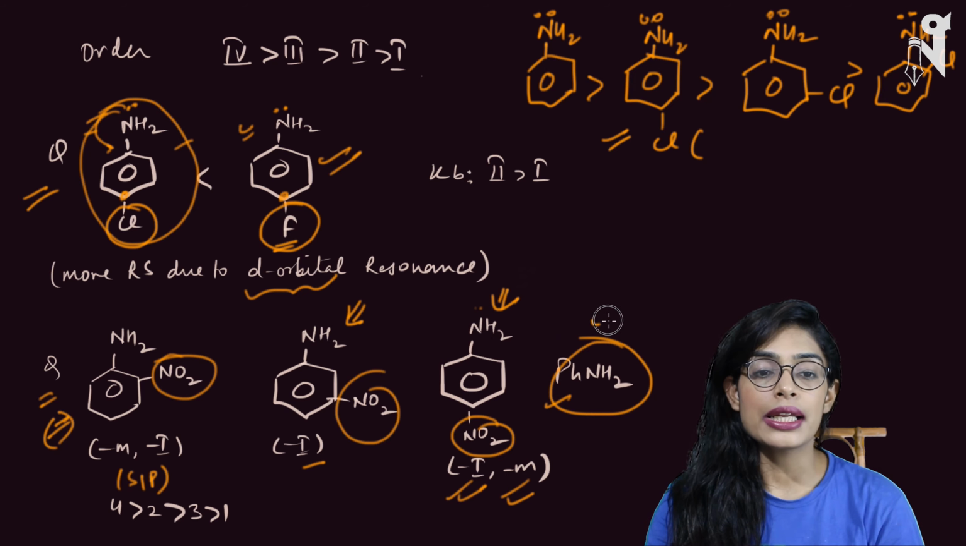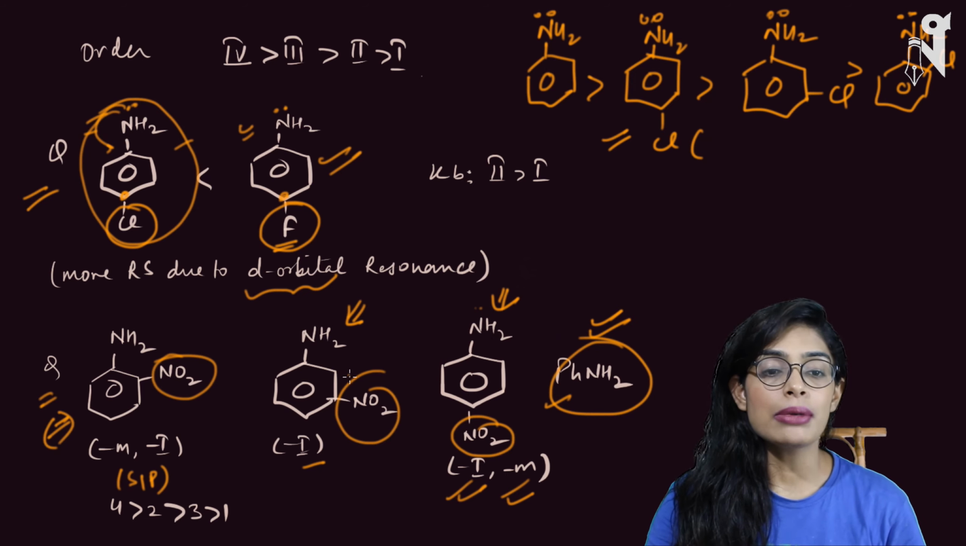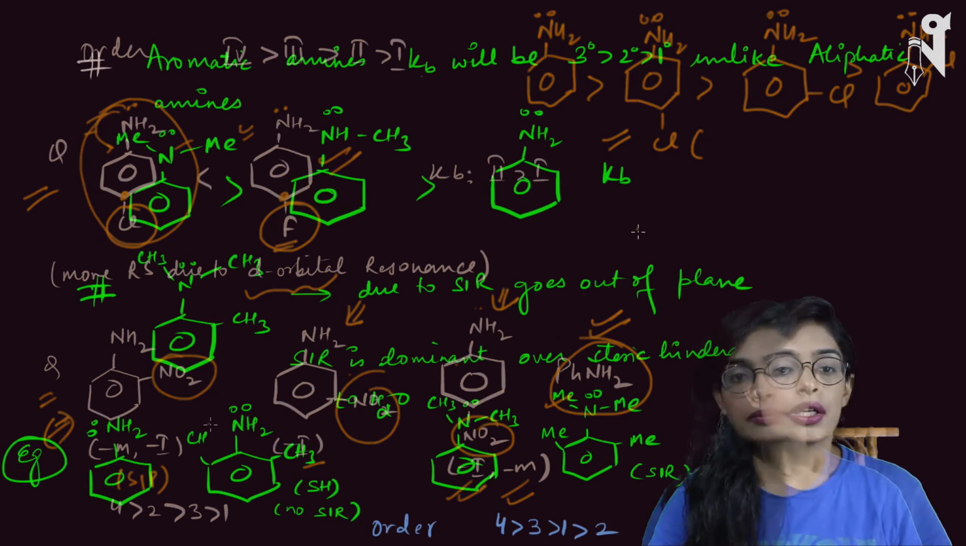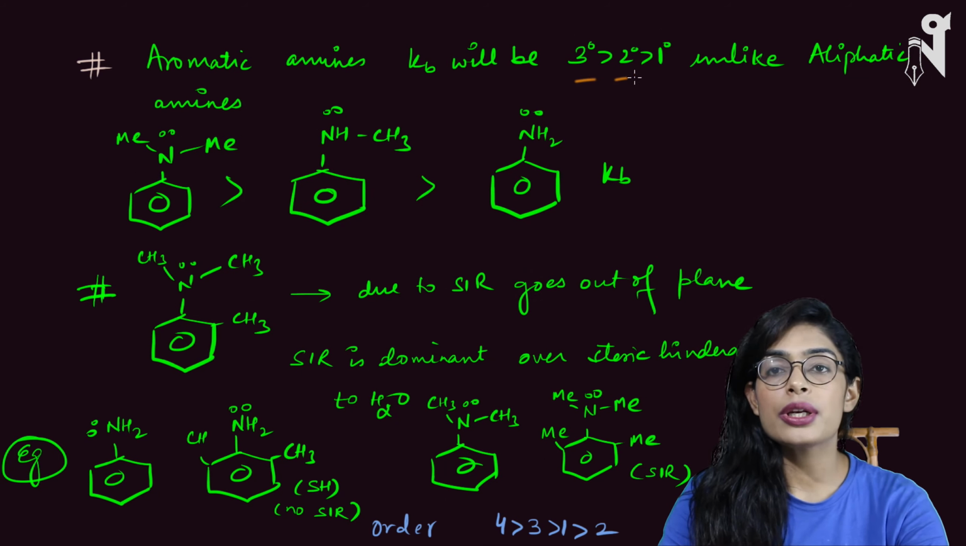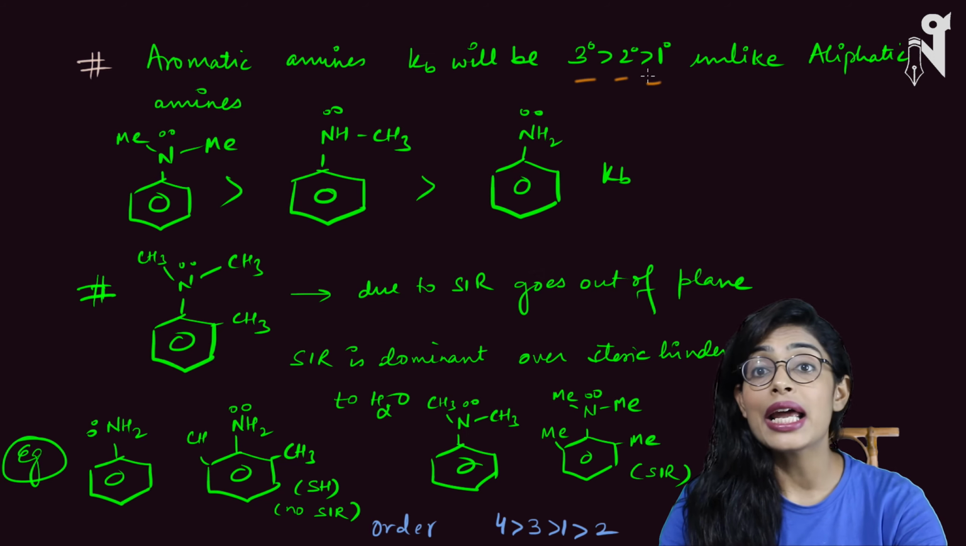So most basic is aniline, because there is no electron withdrawing group, then meta, then para, and then ortho. Now next is aromatic amines. Kb will be tertiary, secondary, and primary. This is going to be the order, unlike aliphatic amines.